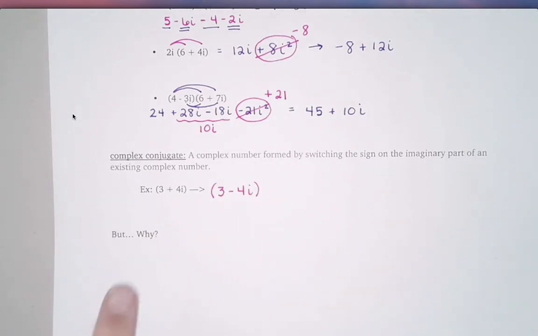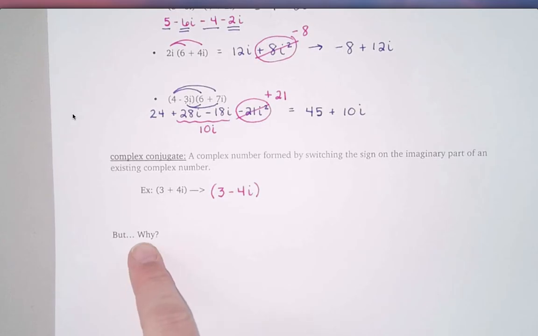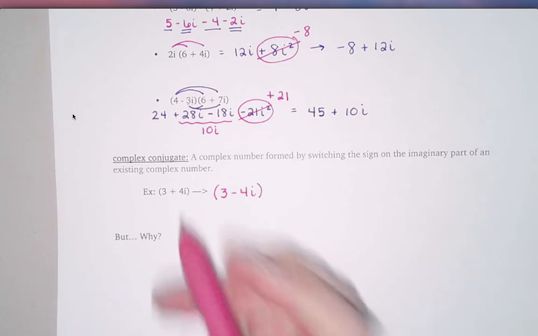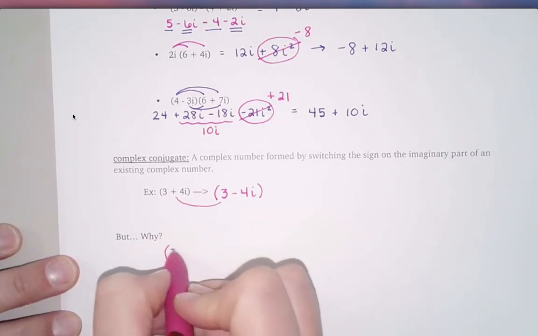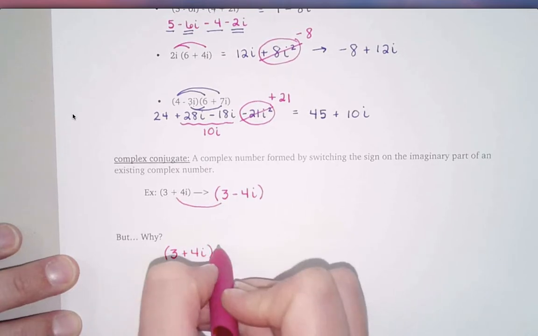And so you're probably asking yourself this question right here, but why? Why would I want to do that? What good does that do me? Okay, so I'm going to answer part of that question now and part of that question in the next example, but I want you to watch what happens when I multiply something by its conjugate. So I'm going to multiply these two things together. So I'm going to do 3 plus 4i times 3 minus 4i.